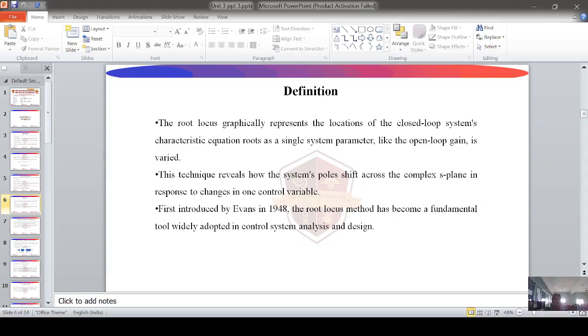Definitions. So the root locus graphically represents the locations of the closed loop system's characteristic equation roots as a single system parameter, like the open loop gain, is varied. This technique reveals how the system's poles shift across the complex S-plane in response to changes in one control variable.